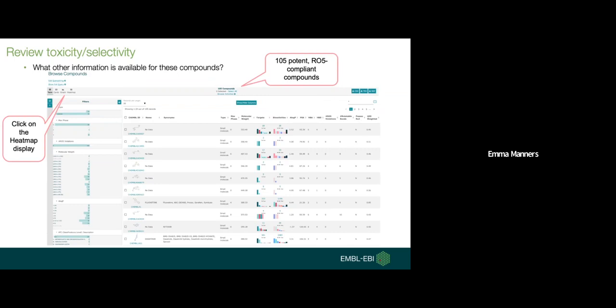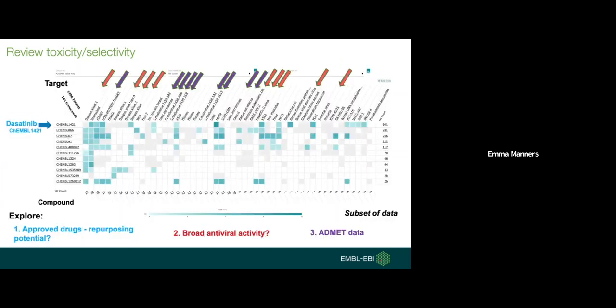At this point, we've now extracted a set of potentially potent drug-like compounds that display activity against dengue targets. Next, we can review additional information on our selected compound set. For example, we might be interested in reviewing any existing toxicity or selectivity data. Here, clicking on the heat map icon will provide a visualization of compound target pair data. In this slide, a subset of the heat map data is shown for clarity.